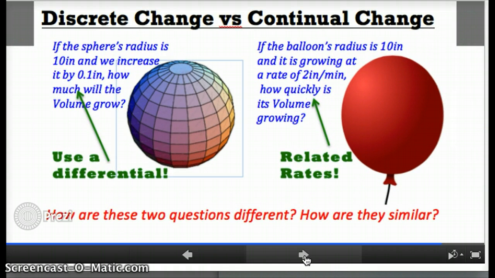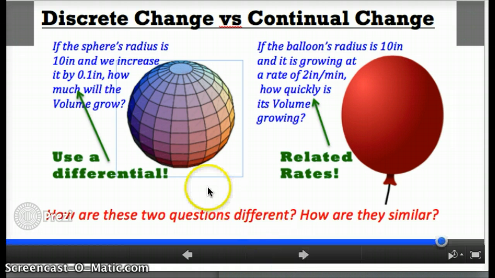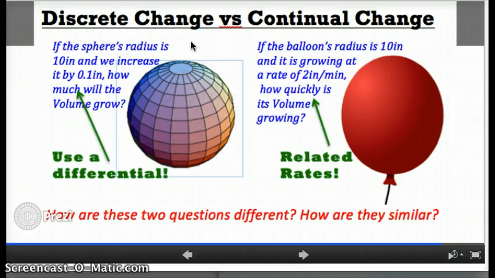If you remember last week, at the end of the week, I introduced you to differentials. And we use differentials to talk about change, specifically when two things are changing. For example, maybe the volume of this sphere and its radius. We can talk about kind of a before and after situation. The radius starts at 10 inches, it grows by this much, and we want to know how much will the volume grow.